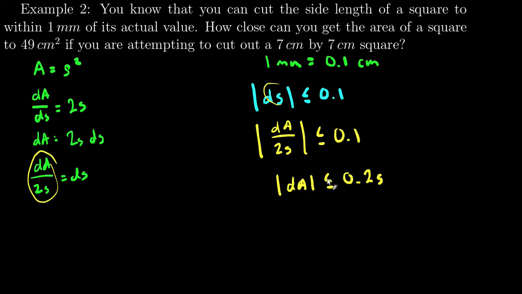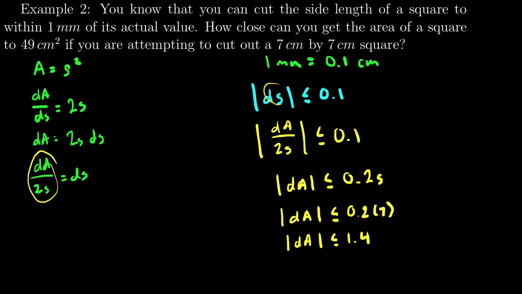But what I can do is this. I'm shooting for a 7 centimeter side, so that means that dA will be less than or equal to 0.2 times 7, or dA is less than or equal to 1.4. And in written English, what this means is the following.